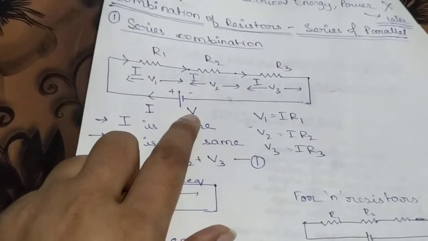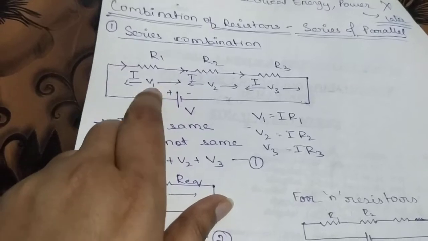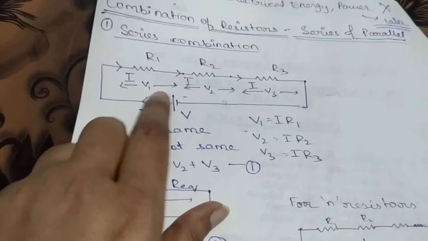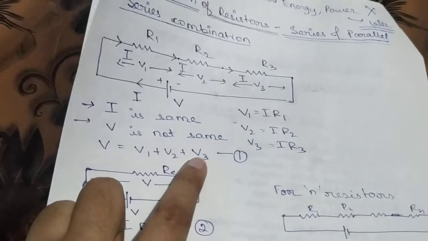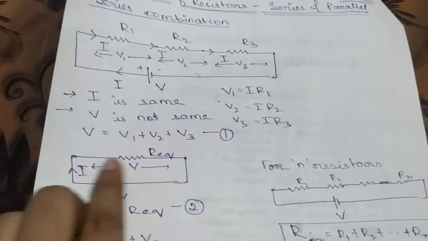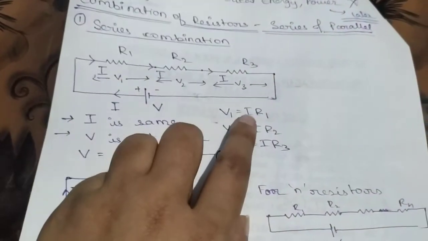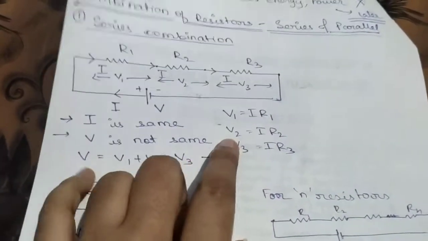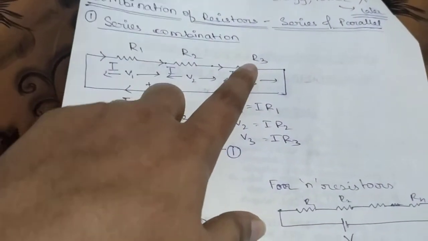So if capital V is here, then what will be the total potential drop? V1 plus V2 plus V3. V is equal to V1 plus V2 plus V3. It cannot be more than this or less than this. So if I want to find V1, it will be equal to I into R1, V2 will be equal to I into R2, V3 will be equal to I into R3.